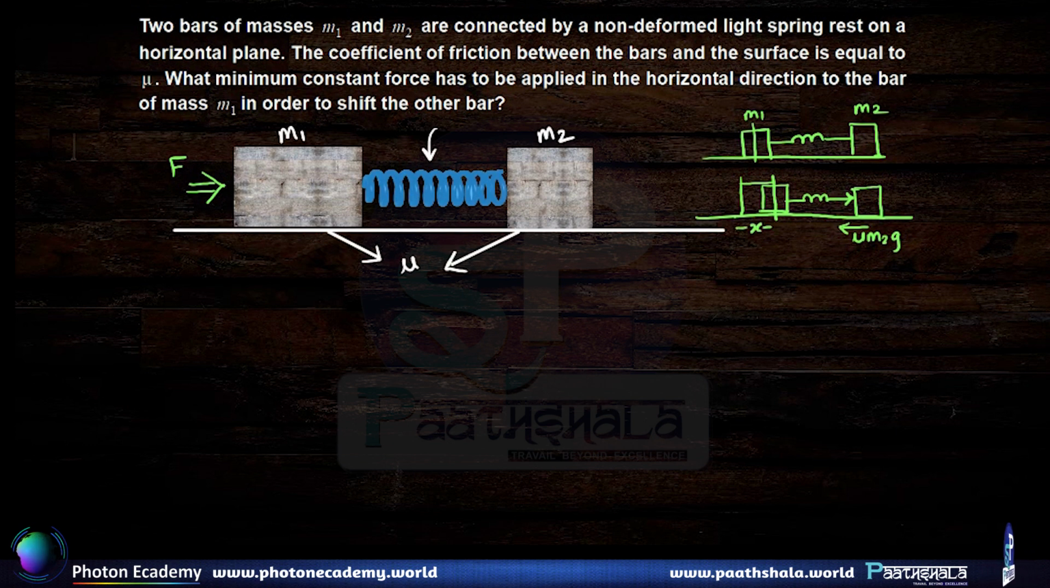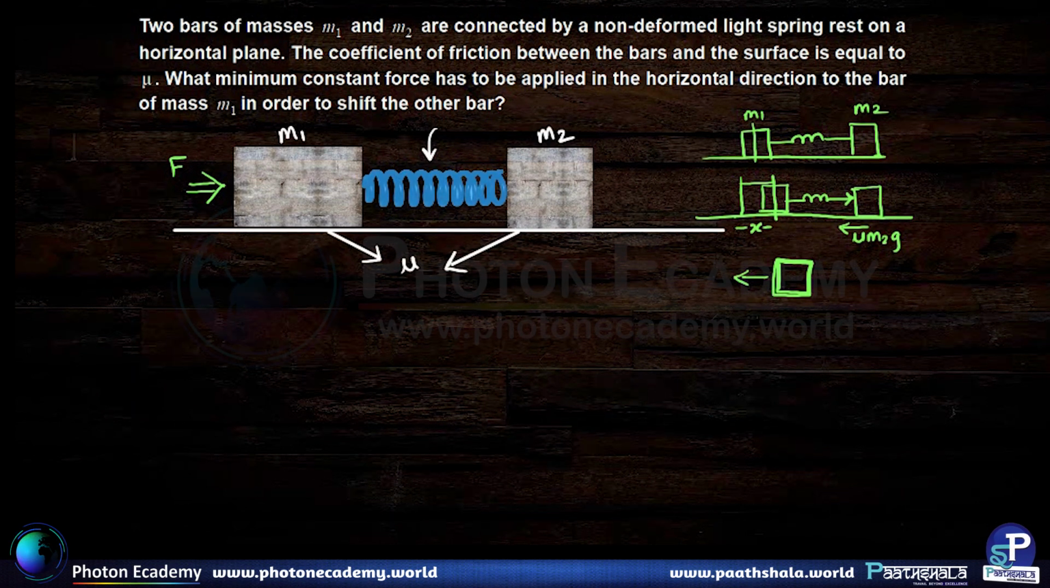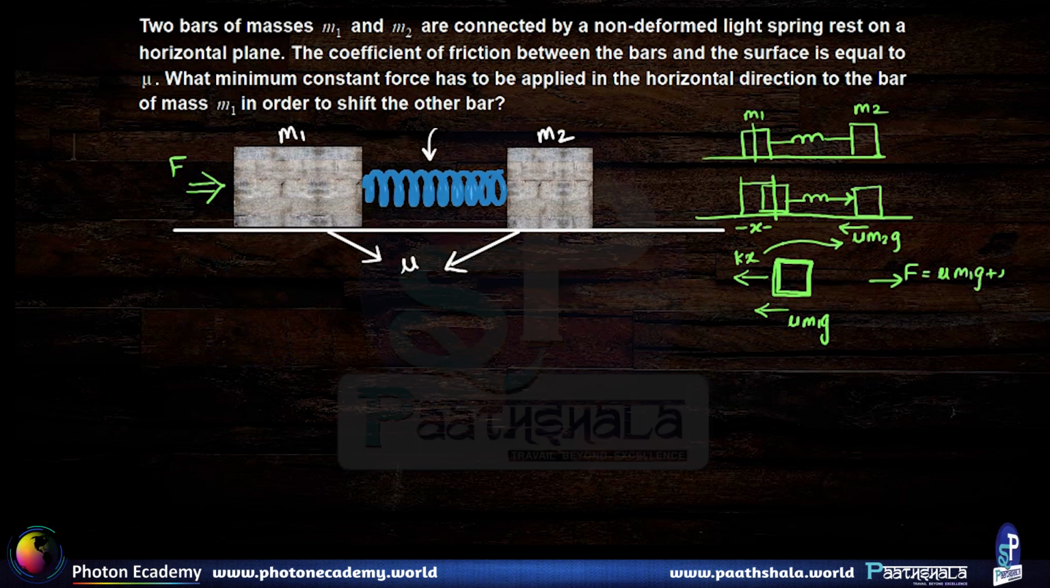So it is very easy to say that currently m1 has moved the distance x. So there will be a force, let us say kx, acting because of the spring. There will be a force of friction which is mu m1g, and kx happens to be equal to mu m2g. Therefore the applied force is going to be equal to mu m1g plus mu m2g.